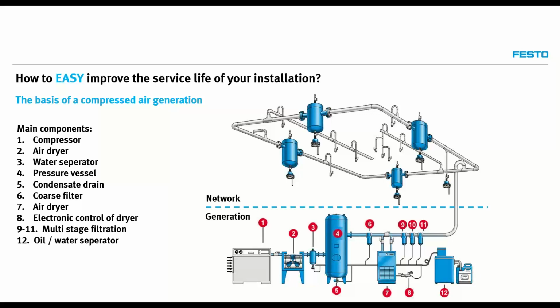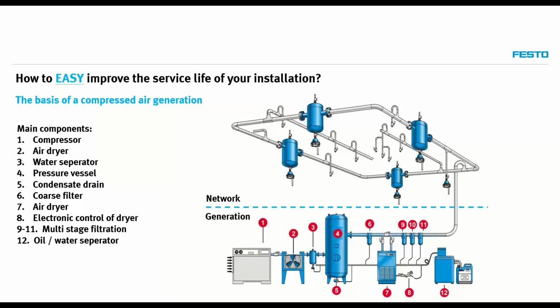And we would like to explain briefly, in a very simple way, the main components, starting with the compressor itself. There are some air dryers in between, which can sometimes be integrated in the air compressor. There are some first water separators. We have some pressure vessels to hold a certain amount of air, but also to cool down the air, especially for larger installations, and to provide some additional safety. There are some condensate drains, because during this process water is collected.